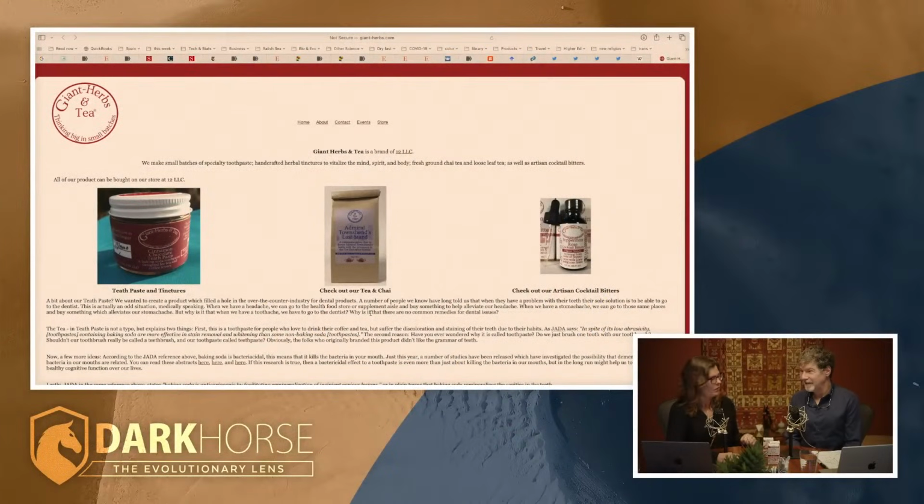And he makes a toothpaste, or actually he calls it a teeth paste, because he points out you're not going to put it on one tooth. No, you could start there. You could start there, but why would you start there? So teeth paste, tinctures and bitters and tea and chai. giant-herbs.com. Highly recommend this stuff. I recommend the chais in particular. I would say you often don't need as much as you think you need. Yeah, it's super strong. It's good stuff, and really fantastic.